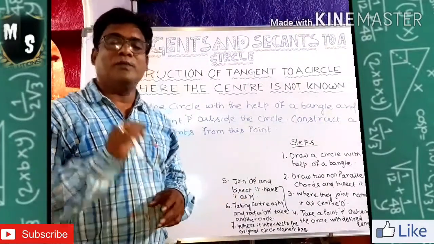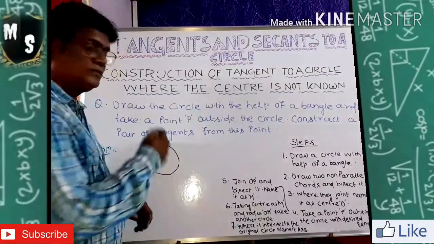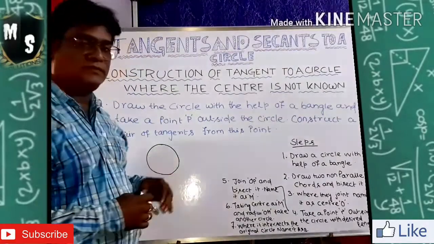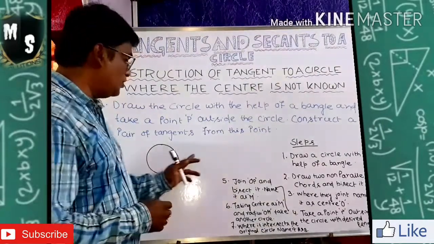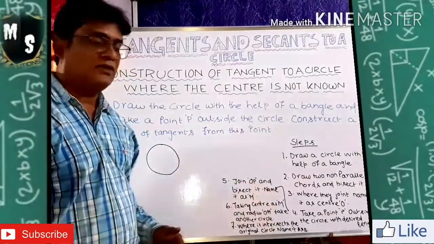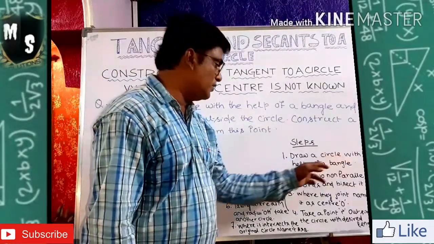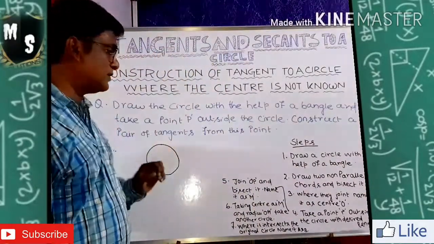So the important point is that I draw a circle with a bangle, but I don't know the radius. And I don't know where to take the outside point, because the radius should be joined to the outside point. So it is not there. See, now the steps are written here. Draw a circle with the help of a big bangle.